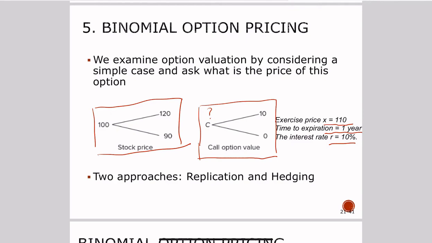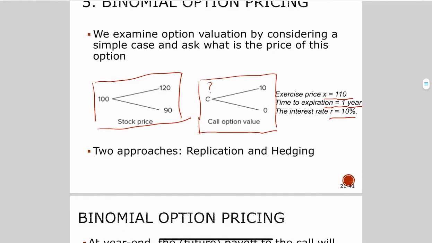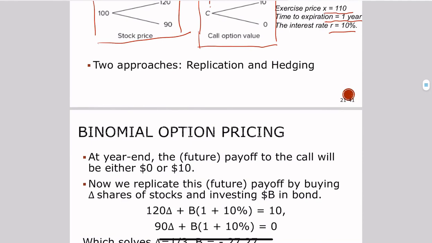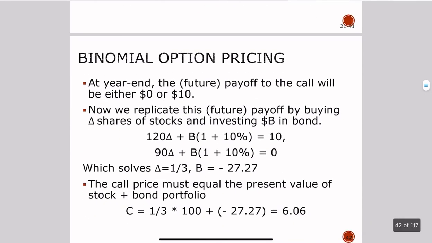Then we use two approaches to price this call. Both of these approaches involve constructing portfolios. The first is a replication portfolio. The second is a hedging portfolio. In the replication portfolio, we use a bond and a stock, so it's a portfolio of bond and stock.